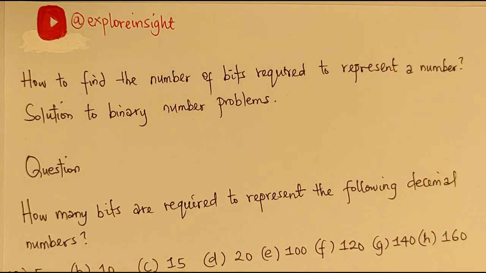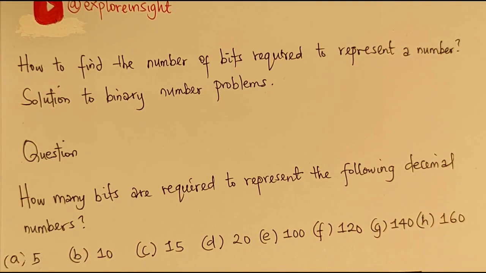So without any further ado, let's get started with a question. In this question, we have: how many bits are required to represent the following decimal numbers? So we want to check how many bits for what we have from A to H. I'm going to take you through two methods, the simple method and the other way. So let's see how fast we can solve this with both methods. Please stay relaxed.